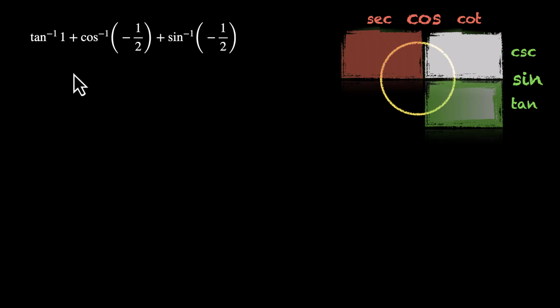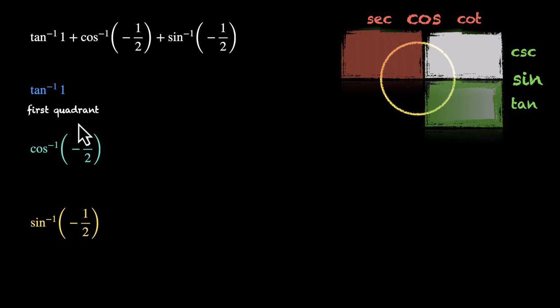Let's write these three inverse functions: tan inverse 1, cos inverse minus half, and sine inverse minus half. Let's look at tan inverse 1. We're looking for an angle that has tan equal to 1 and that sits either in the first or the fourth quadrant. 1 is positive. This means our angle is positive. This sits in the first quadrant.